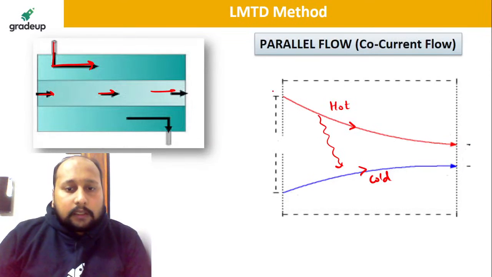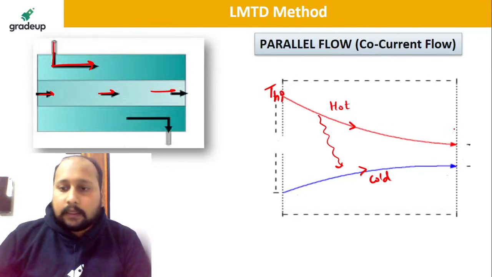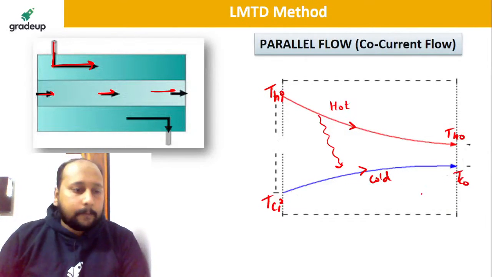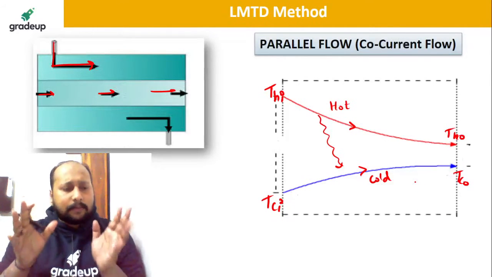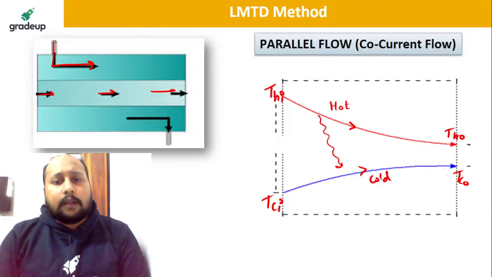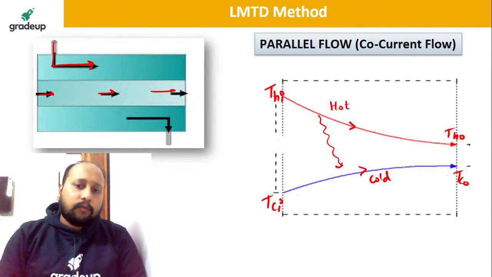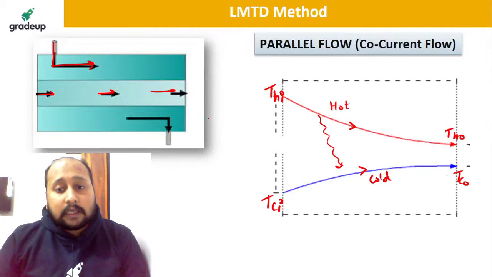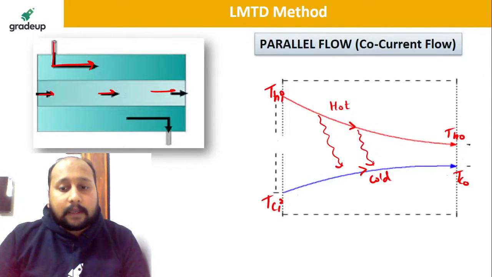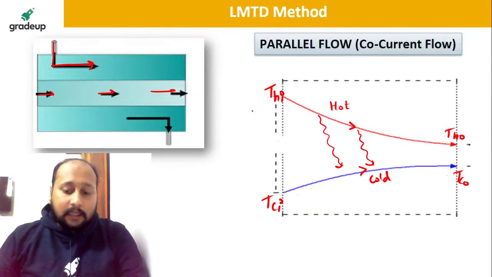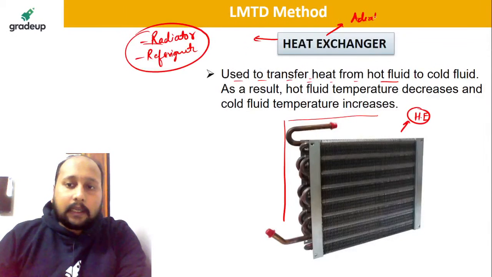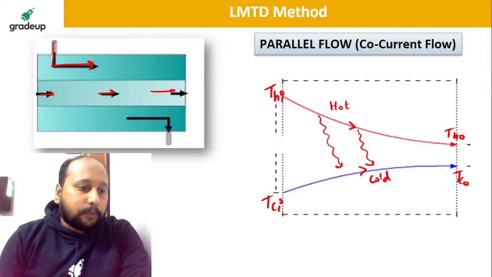Is this clear? So this is your T hot inlet, this is your T hot outlet, this is your T cold inlet, and this is your T cold outlet. The basic funda of a heat exchanger is that the hot fluid will be losing heat and the cold fluid will be gaining heat. And one more very important thing: this is an adiabatic device. We assume all the heat lost by the hot fluid will be gained by the cold fluid, so the heat exchanger is nothing but an adiabatic device. Clear? That is the temperature profile for a parallel flow.